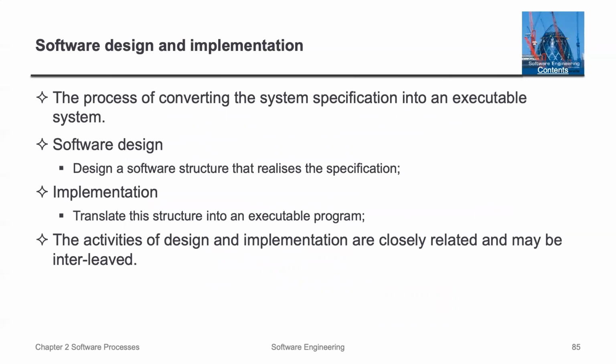So in terms of software design and implementation, the process of converting the system specification into an executable system, this is what we're doing in the design and implementation process. For the software design, we have to design a software structure that realizes the specification. Then when we have the design, we can do the implementation. We can translate the structure into an executable program.